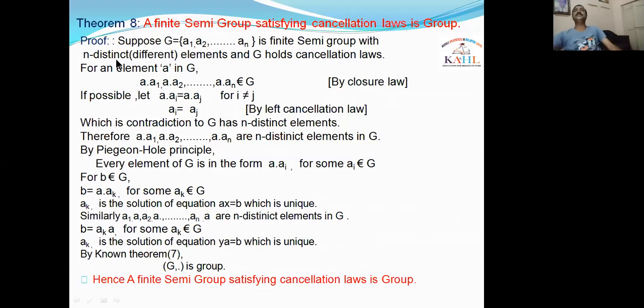That G has n distinct elements. Contradiction we got. That's why any two of these elements, AA1, AA2, AAn, are all different, and any two of these elements are not equal. That means all are different. AA1, AA2, and so on, AAn are all how many distinct elements? N distinct elements in G. We have A's are n distinct. Now we got AA1, AA2, and so on are n distinct elements.